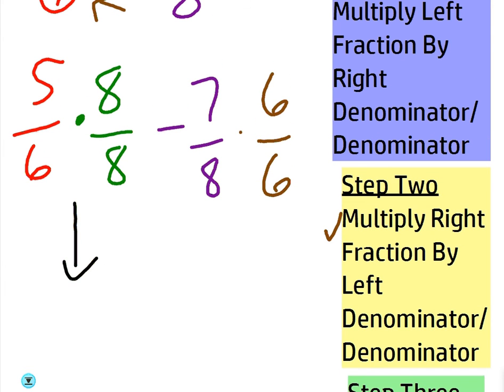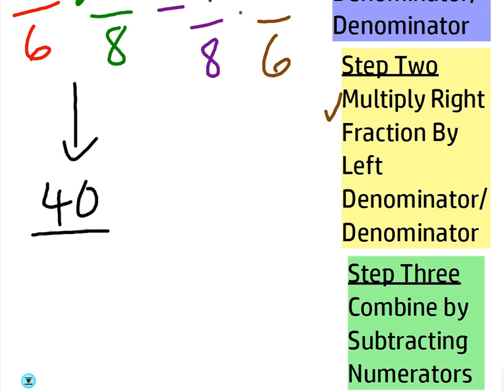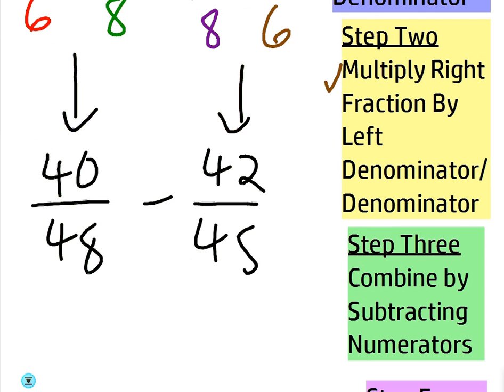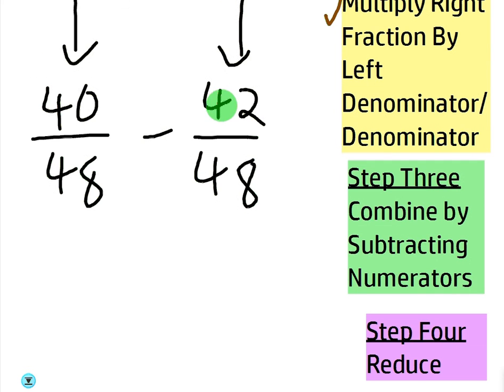Okay, so 5 times 8 is 40. 6 times 8 is what? 48. And then on the right, we have 7 times 6, which is 42, and 6 times 8, which is 48. So notice something: the number here is smaller than this number, so you're going to have a negative. If you're subtracting a bigger number, the answer is going to be negative. With that being said, we're going to combine the numerators. What is 40 minus 42? 42 minus 40 is 2, so 40 minus 42 is negative 2.